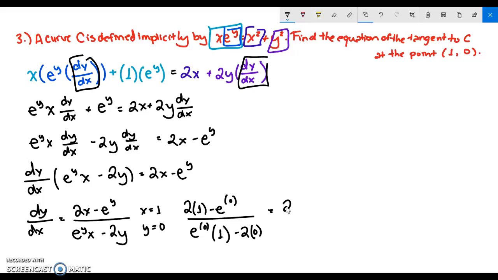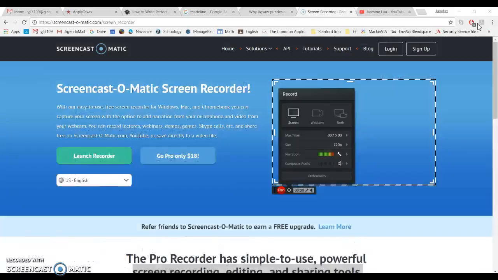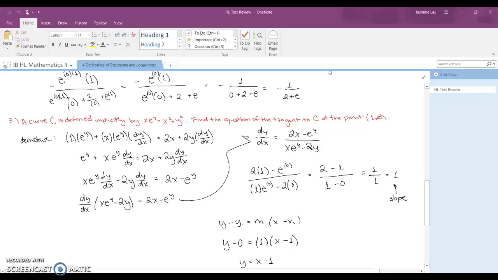Right, 2 times 1 equals 2. E to the 0 power equals 1, so 2 minus 1 equals 1 in the numerator. In the denominator, e to the 0 power equals 1 times 1 equals 1, minus 2 times 0 equals 0, so 1 minus 0 equals 1. That gives us 1 over 1, which is 1. So our slope is 1. Let me check to see if I did this correctly. Yeah, our slope is 1.